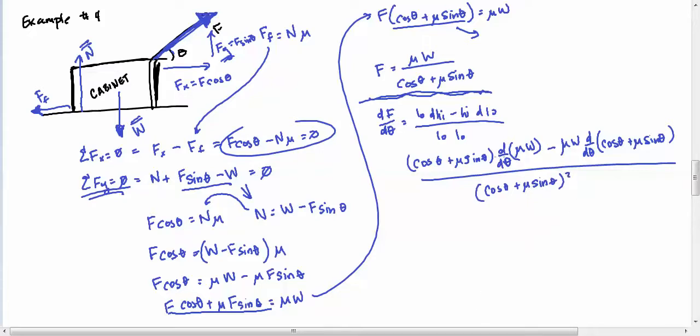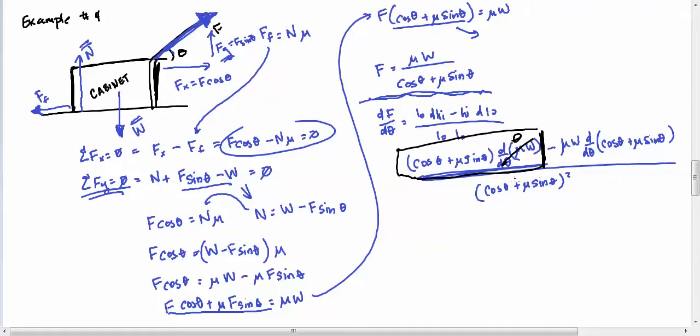The nice thing here, see this first thing right here? Actually, let me start using a different color. This thing right here is saying, what is the derivative of mu w with respect to theta? The problem is theta isn't even in mu w. Mu is a number, w is the weight. It has no dependence on theta. So what it's asking you is how does mu times w change as theta changes? But there is no theta in mu times w, so that answer is 0.